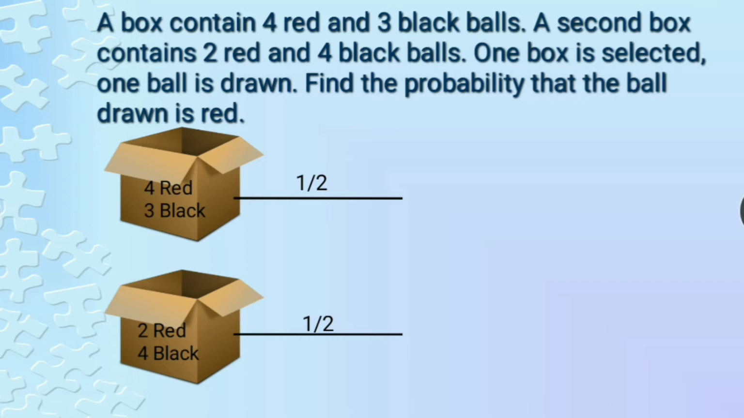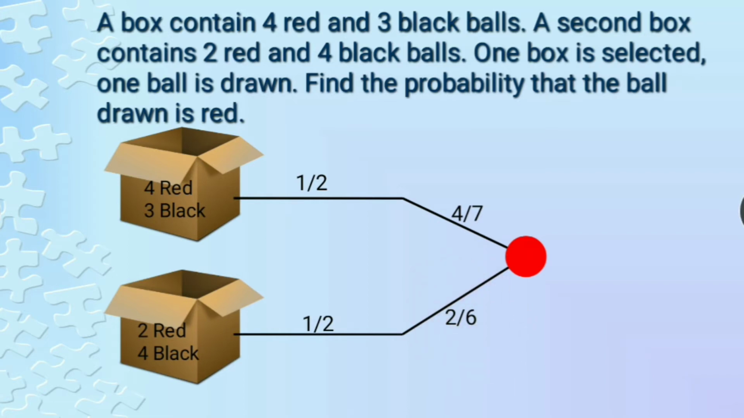So for this it will be 4 by 7 because there are a total of 7 balls here and 4 are red. Similarly, for this one, it will be 2 by 6. There are 6 total balls and 2 are red, so 2 by 6. So the situation will be something like this. We have two boxes. Either the first box will be chosen or the second box will be chosen. Then if the first box is chosen, the probability of a red ball will be 4 upon 7. And if the second box is chosen, then the probability of a red ball is 2 upon 6.